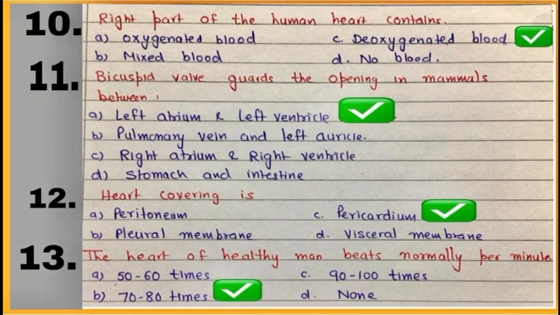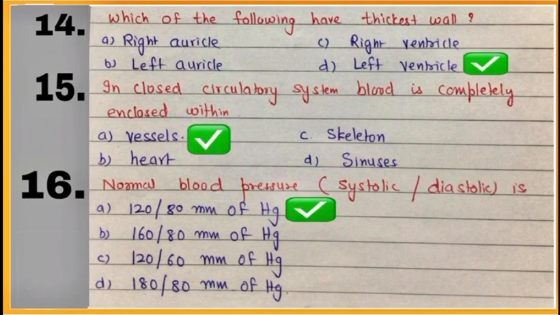Bicuspid valves are present between left auricle and left ventricle, while tricuspid valves are present between right auricle and right ventricle. Heart has a covering called pericardium and it beats 70 to 80 times per minute. Also, wall of left ventricle is the thickest wall.